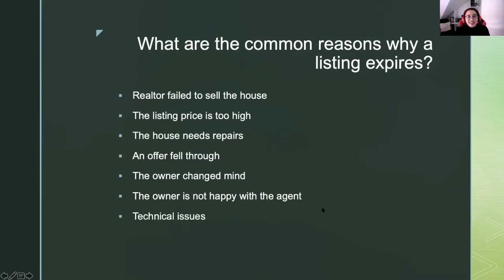All right. And it could also be technical issues. This is applicable for both withdrawn and expired listings. So when I say technical issues, it's listed, but it's showing as an expired listing. It happens. And there are many other reasons why a listing would expire.